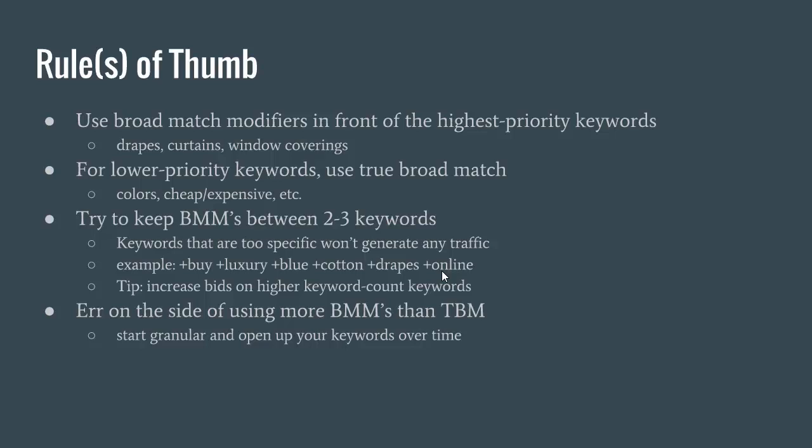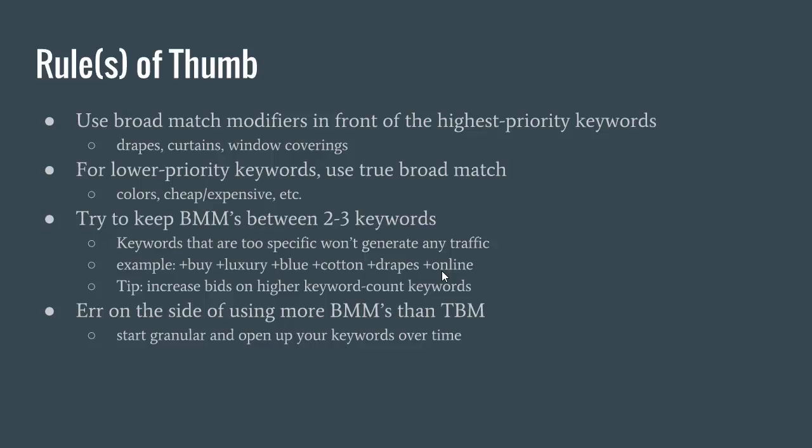And then I have a tip here at the end where it says increase bids on higher keyword count keywords. There's a little column in your AdWords Editor and your Bing Ads Editor that shows you the keyword count. If you have purple drapes as a keyword, the keyword count on that would be 2. If you had buy purple drapes as a keyword, that would be a 3 keyword count keyword. What you can do, if let's say the average cost per click of a keyword is around $3, is increase the bids on keywords that have a higher keyword count.